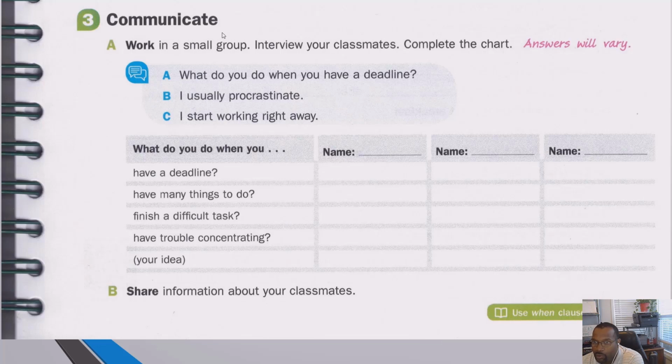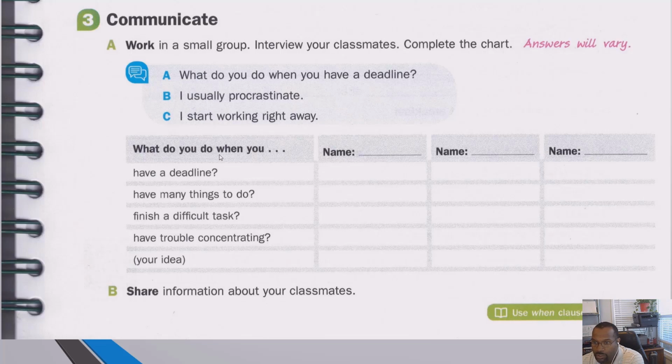This is something that we can work on going into our Zoom chats, right? Communicate in small groups like what we do. Interview your classmates, complete the chart. So these are some of the things that we can ask each other. What do you do when you have a deadline? One answer could be, I usually procrastinate. Or another answer might be, I start working right away.